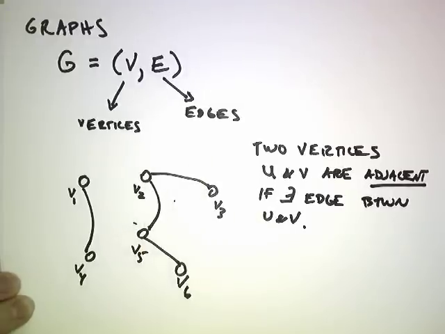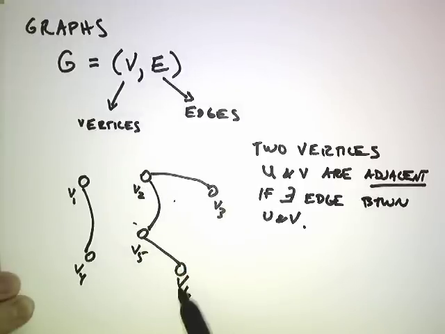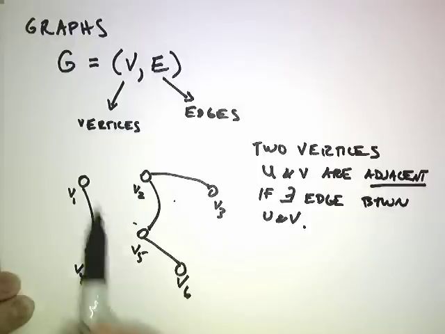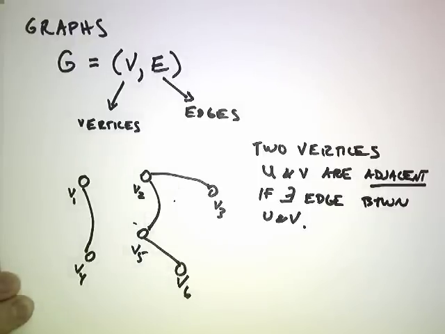V2 and V3, they're adjacent. Is V2 adjacent to V6? No, there's no edge between V2 and V6. Is V1 adjacent to V2? No, there are no edges between V1 and V2.